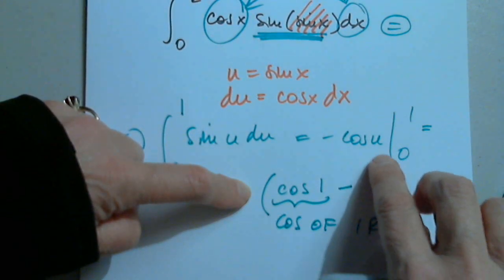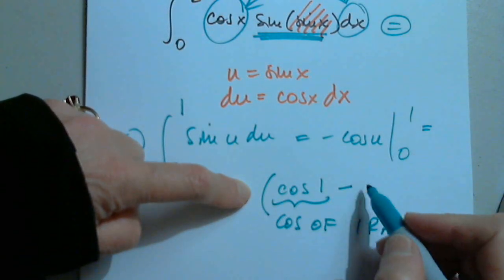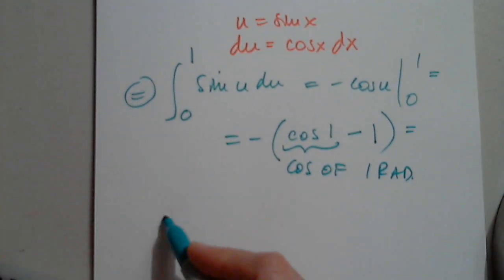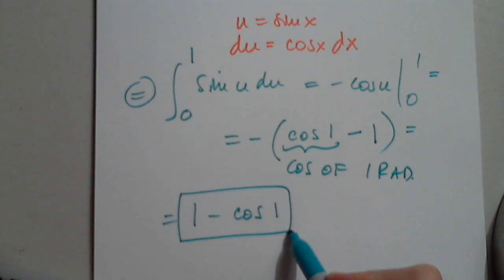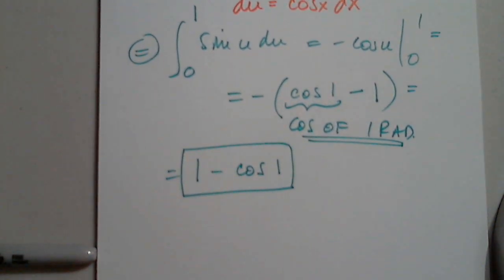Minus. When I plug in 0, what do I get? You get 1. You can distribute if you'd like and write 1 minus cosine 1. Cosine of 1 radian. It has to stay as is. Great job.